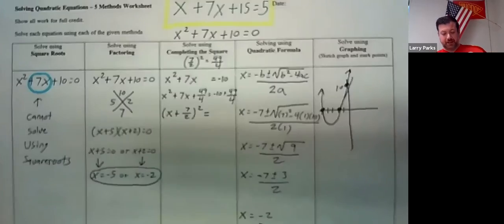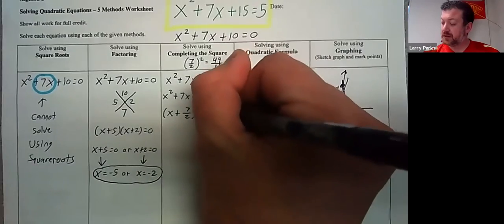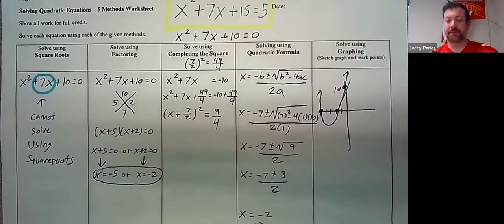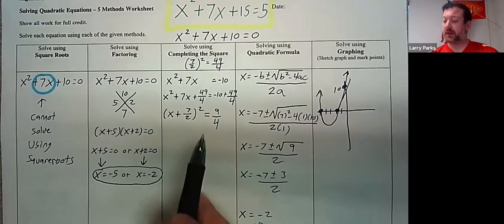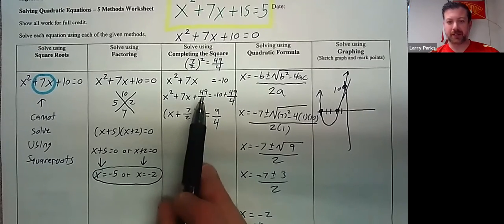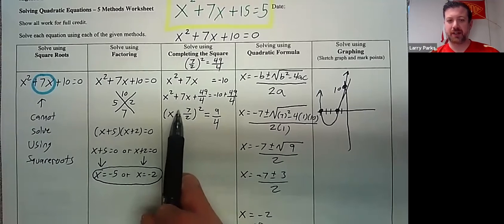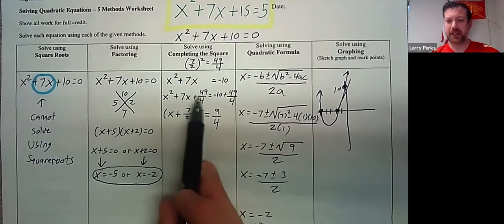And then if I take -10, and I'm just going to use my calculator for that, -10 plus 49/4, and I convert it back to a fraction, I get 9/4. Now, why did this work for factoring? Because 7/2 times 7/2 is 49/4, and 7/2 plus 7/2 is 14/2, which is 7. So if you were to multiply this out, you would get this. So this number is always the square root of this number.